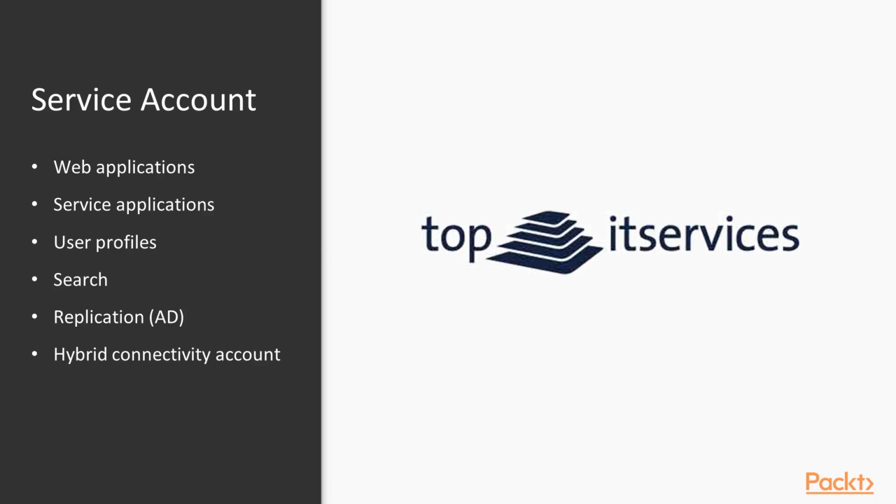We also need a replication account to actually pull in our identities from Active Directory. This account only needs to be read-only and just a replication of Active Directory, pulling those identities into SharePoint. We also need a hybrid connectivity account. This account will be used to create the connectivity between the hybrid Office 365 tenant and your SharePoint 2016 server.